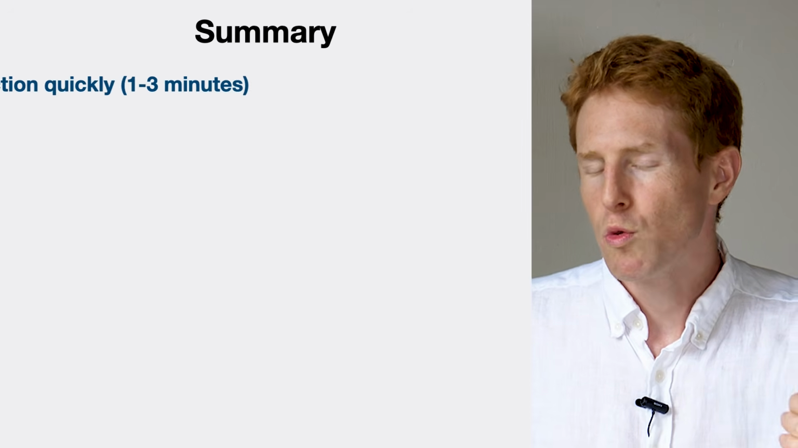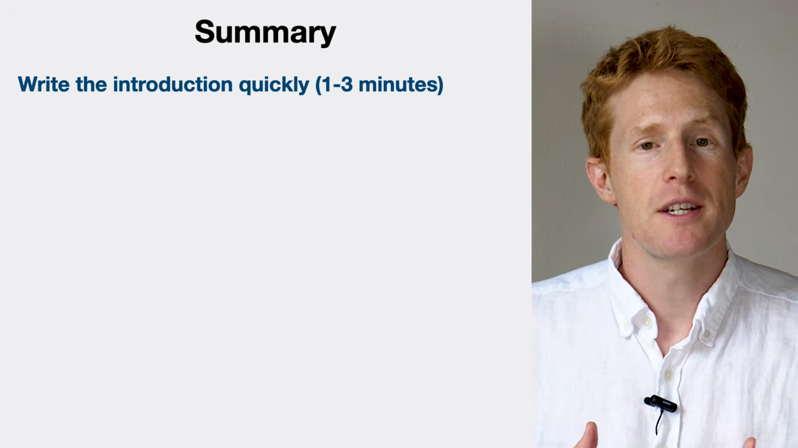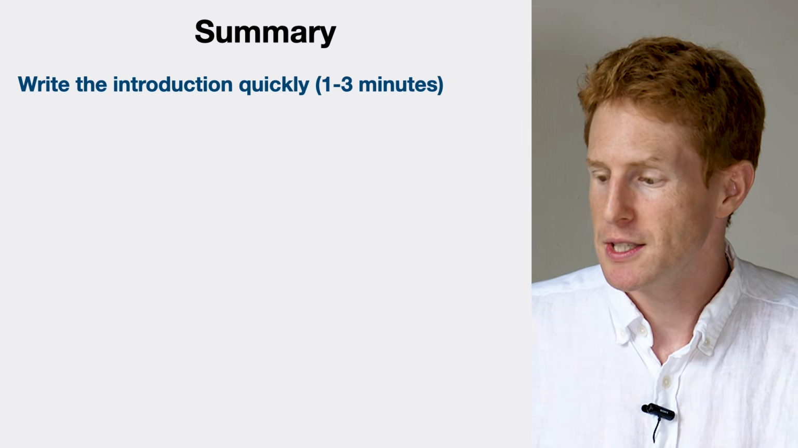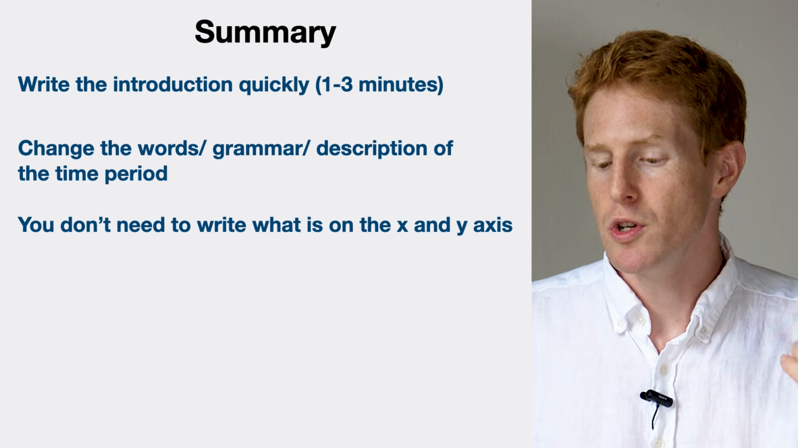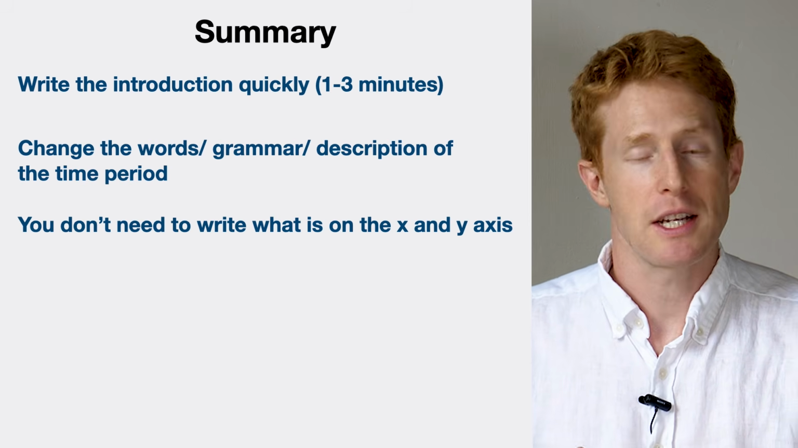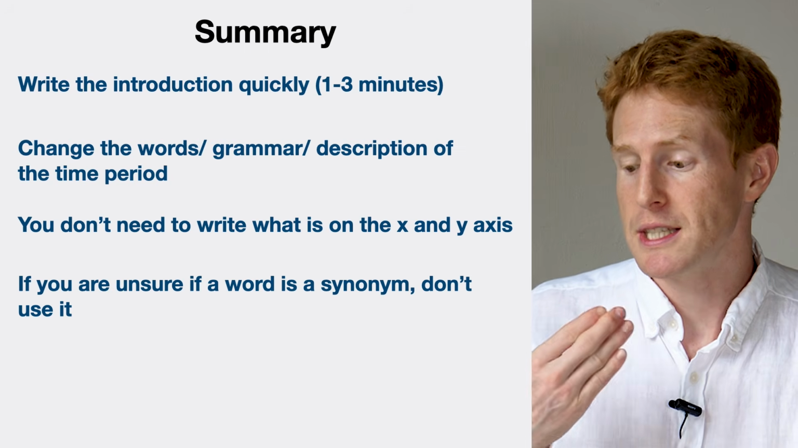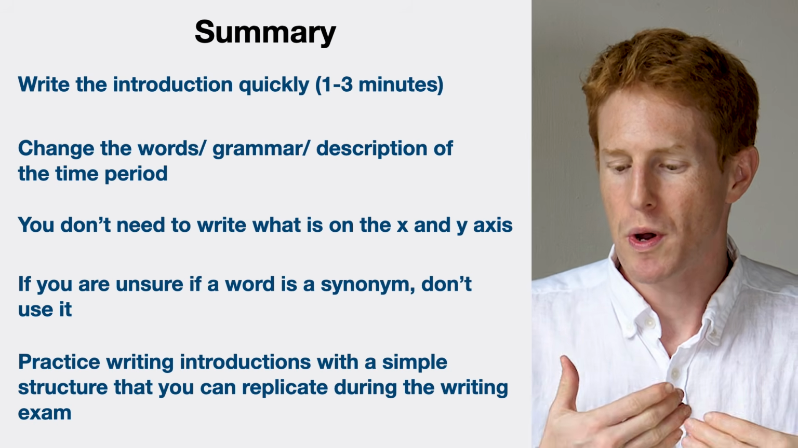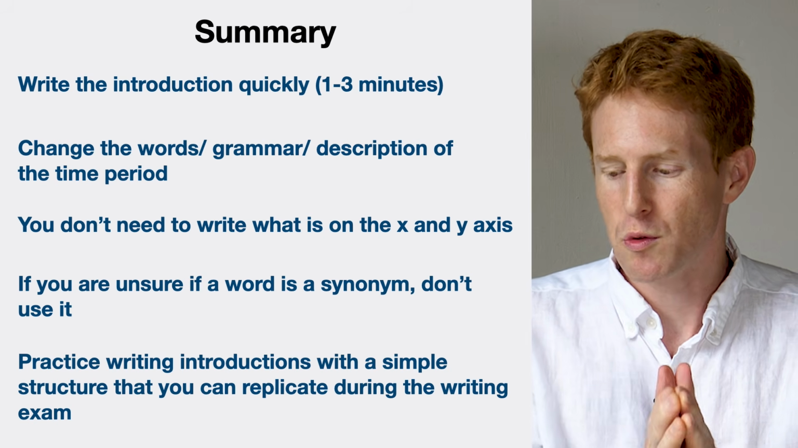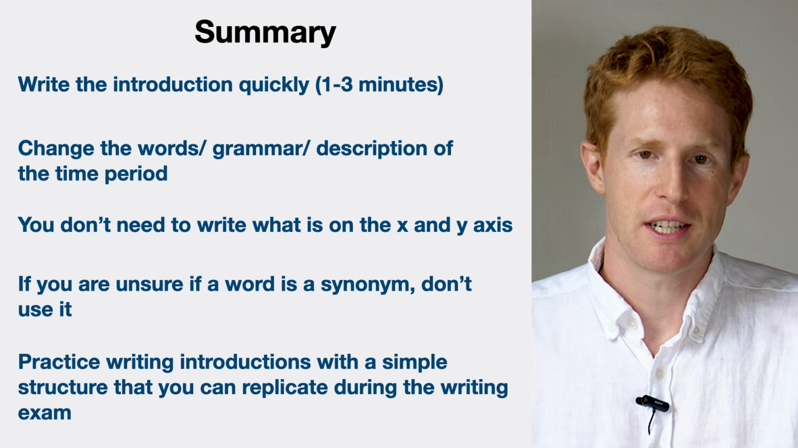Now, quick summary. Write the introduction quickly, spend 1 to 3 minutes doing this, change the words and grammar and description of the time period. You don't need to write what is on the X and Y axis. If you do, that's fine, but it's potentially wasting your time. If you are unsure if a word is a synonym, don't use it. It's better to use the same words rather than to change the meaning, and practice writing introductions with a simple structure that you can replicate during the writing exam.